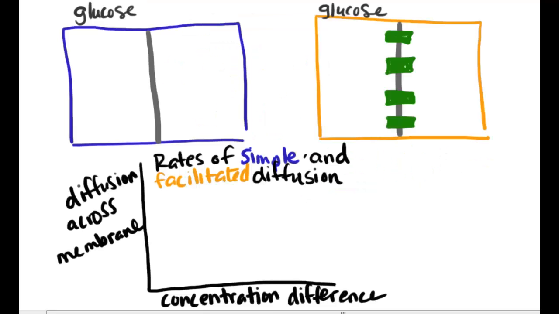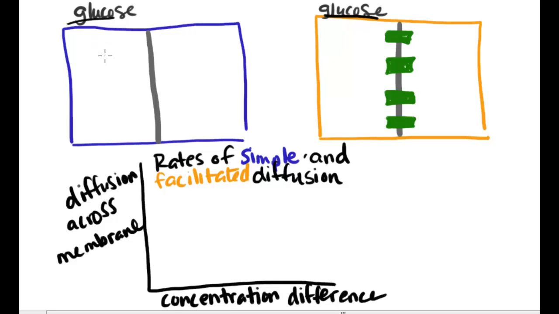Now I'm going to look at these two cases side by side. I'm going to look at the rates of simple diffusion, which I'm going to have over here on the left, and facilitated diffusion over here on the right, versus the concentration difference between the side over here and the side over here. So we're going to look at the rate of diffusion across this membrane as we increase the concentration over here. And I'm going to be looking at glucose for both cases. We have to compare apples to apples, right? Glucose to glucose for simple and facilitated diffusion.